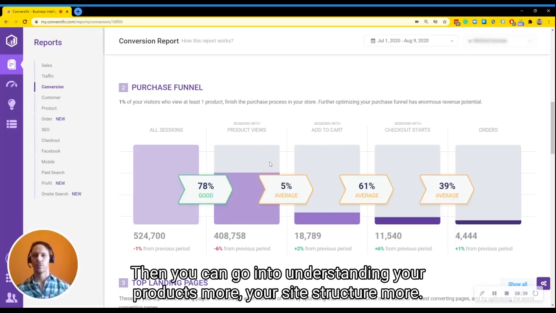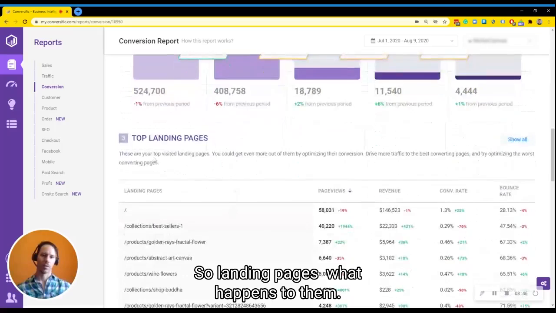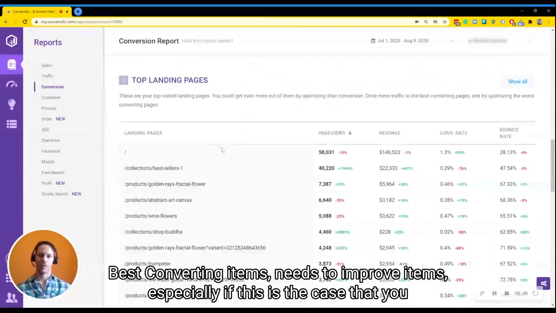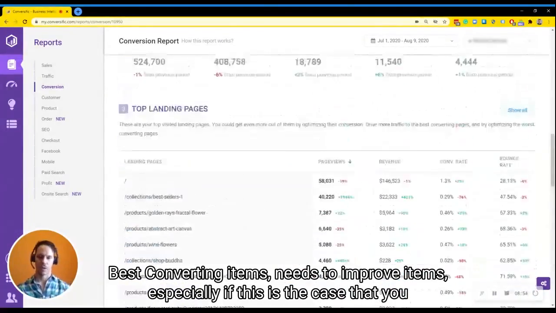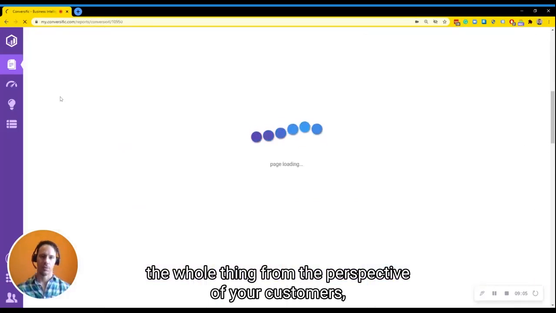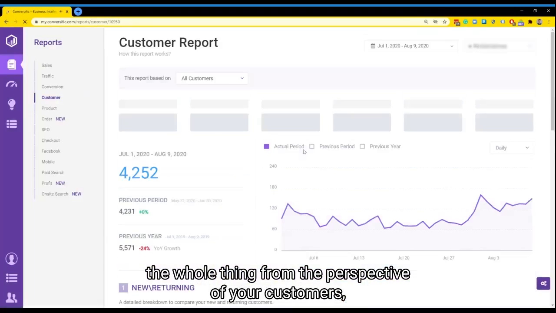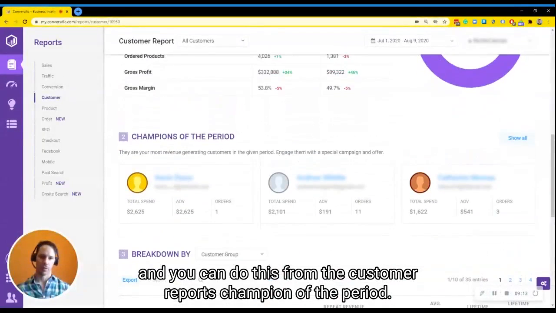Then you can go into understanding your products more, your site structure more, so landing pages, what happens to them, best converting items, needs to improve items, especially if this is the case that you have room for improvement product-wise. But it's also nice to understand the whole thing from the perspective of your customers, and you can do this from the customer report, champion of the period.